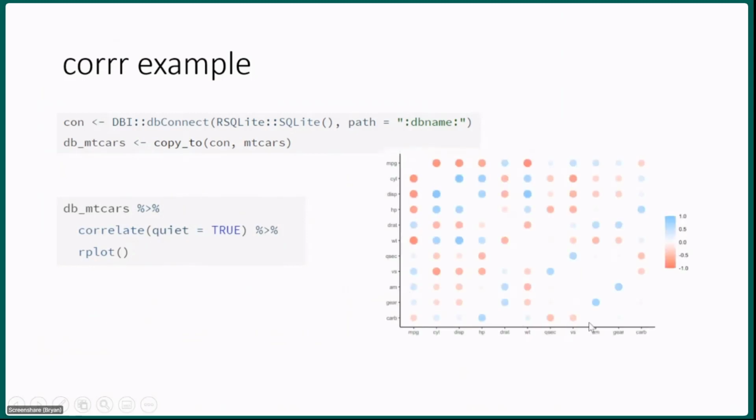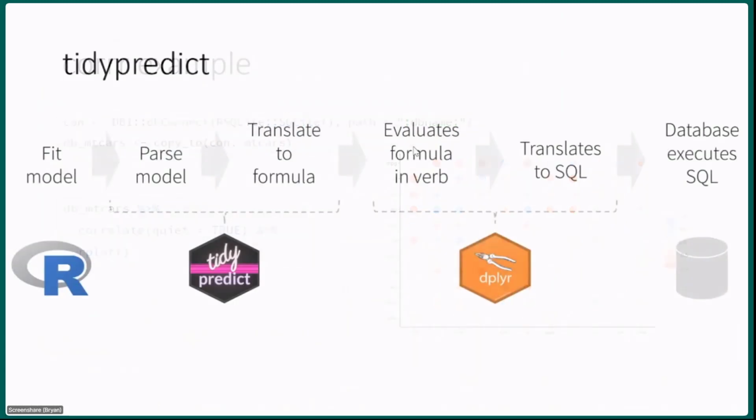So here we have this plot of all of our correlations. Just looking at one example, you can see miles per gallon and cylinder have a negative correlation. In other words, the higher the miles per gallon for cars, typically the smaller the cylinder size of the engine. That's what this is showing. But this is another package where you can calculate these correlations on the database directly.